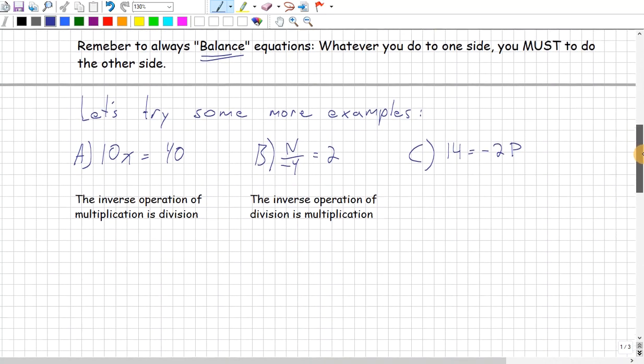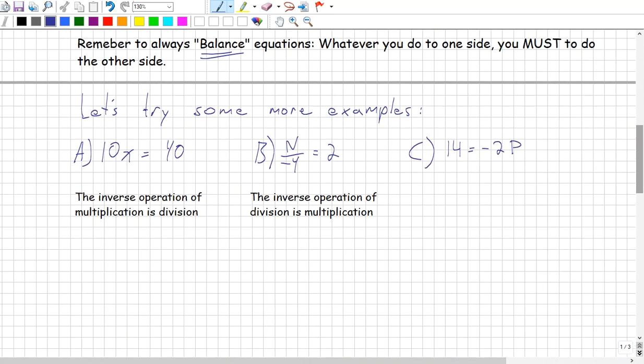Okay, let's try some more examples here. Now these examples are going to be dealing with multiplication and division. We saw adding and subtracting. Now we're going to be dealing with the multiplication and division. So in the first example, part A, I have 10x, which we know is 10 times x, which is equal to 40.